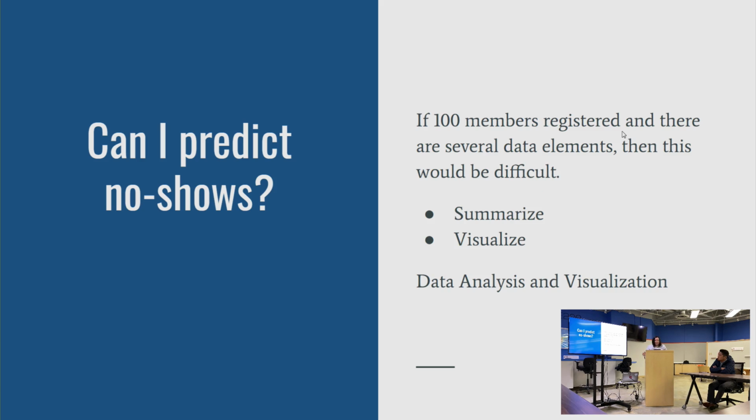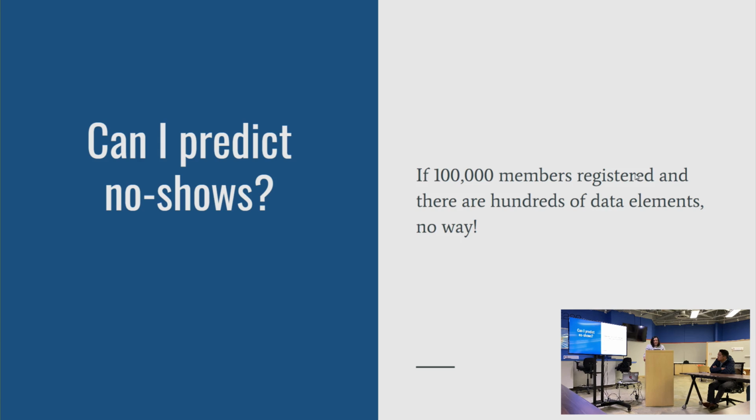Now, if it's 100 members, we don't know most of them, and we have several data points, like how many other groups do they attend, how often do they show up to those after RSVPing. Something like that, we can use data analysis techniques and visualization, and this is where the majority of my experience has come from, is summarizing the data, visualizing it, looking for those trends. But what happens if 1,000 members are not going to show up to this event?